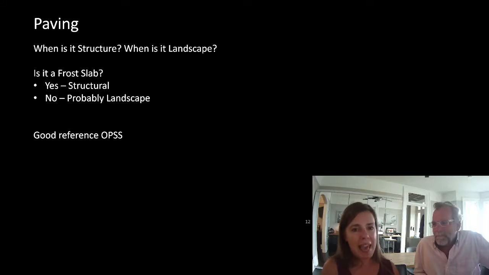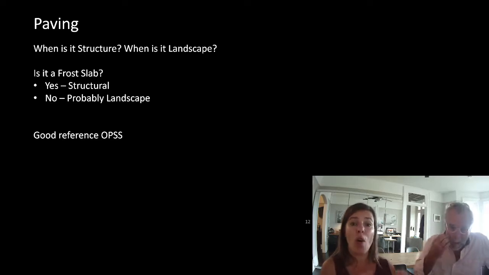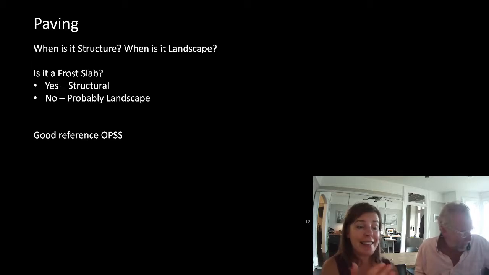So the first one is paving. Paving is rarely structural, but you might use concrete, and people see concrete as being structure. They just can't get their head around the fact that it is not always structure. Sometimes it's purely paving. So how do you, as the landscape architect, know when it is structure? When is it not your scope anymore and you need to contact one of us? I would say the best way to think about it is: is it a frost slab? If it's a frost slab, it's structural. If it's not, it's probably landscape. Do you want to talk about what a frost slab is, Dave?